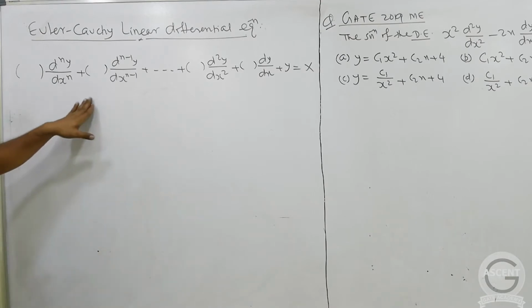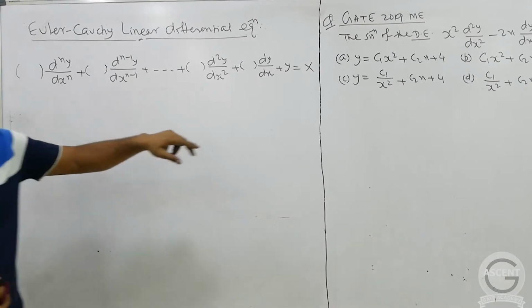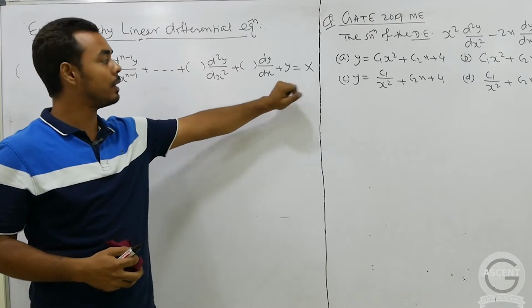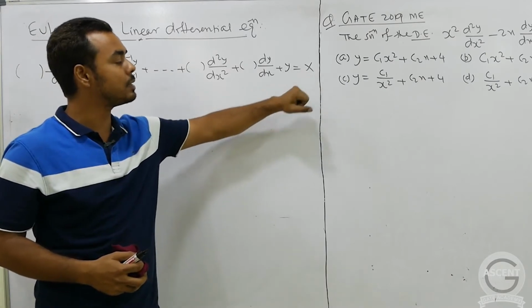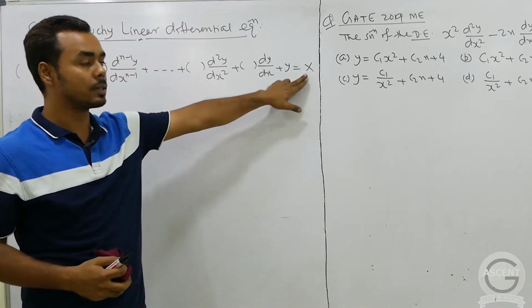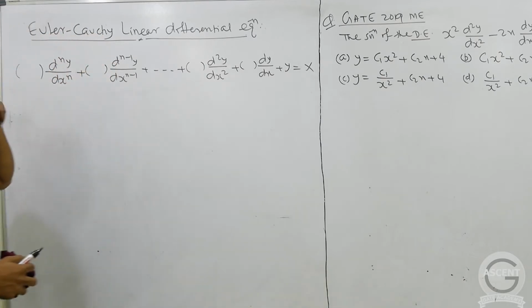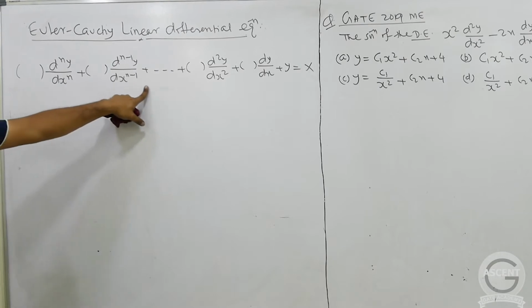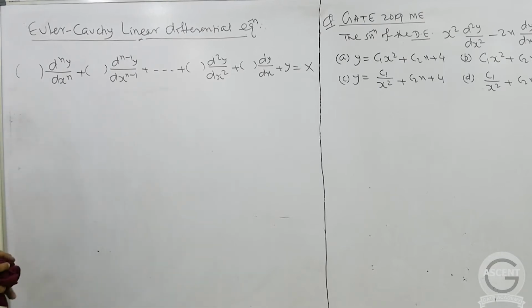There we have talked about two different types of equation. One was when X is 0 and the differential equation was homogeneous differential equation. Another one was when X is non-zero, then the differential equation was non-homogeneous. So now we are going to see an example of linear differential equation with variable coefficient.